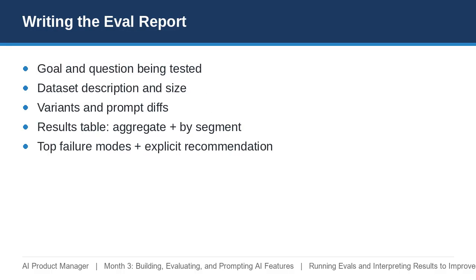Finally, write a decision-ready report. State the goal and question, describe the dataset, list the variants with their prompt diffs, and show a results table with aggregate and per segment scores. Highlight the top failure modes with example outputs and counts. End with an explicit recommendation and next steps so stakeholders can act immediately.